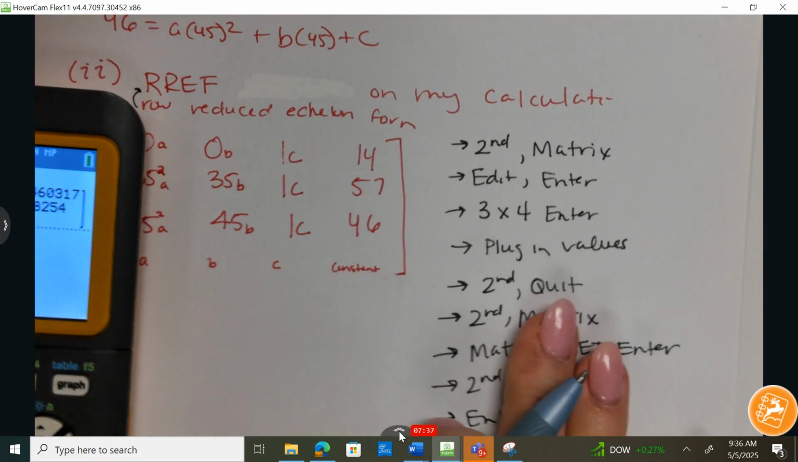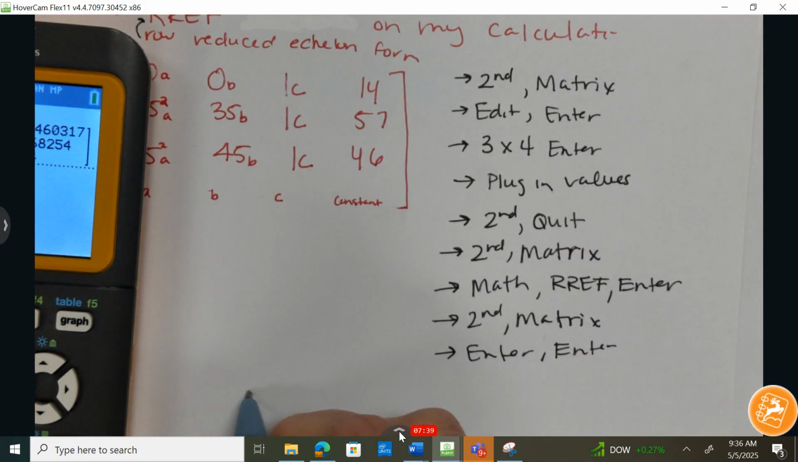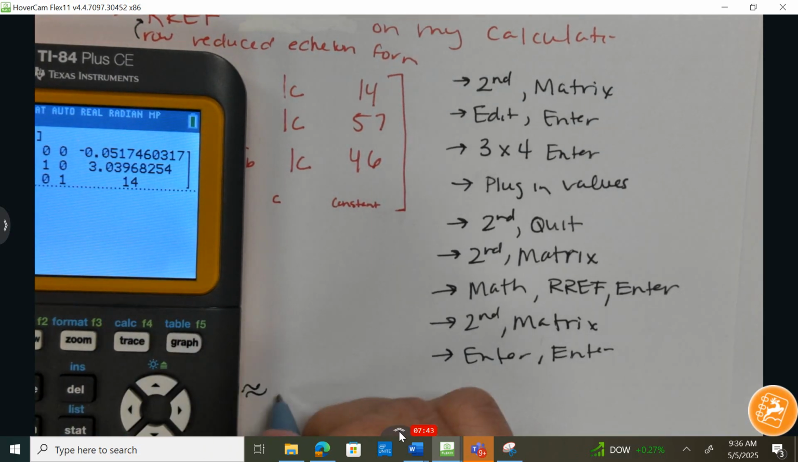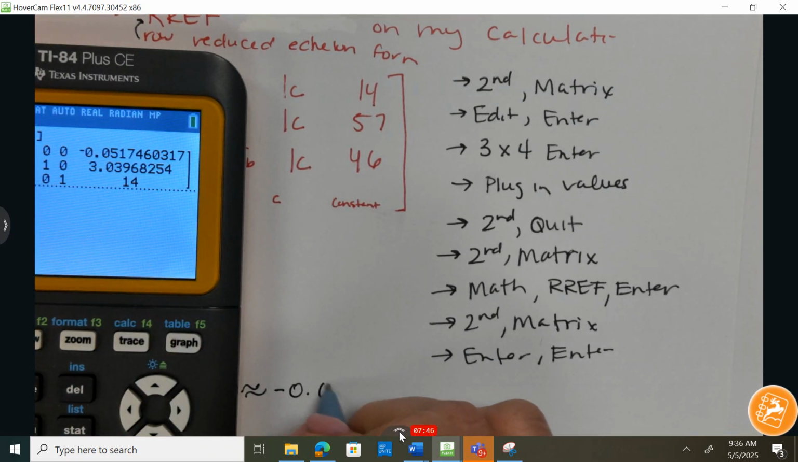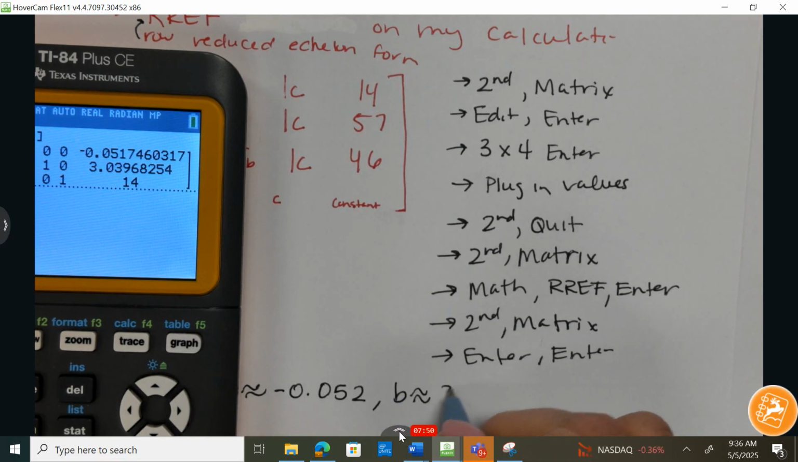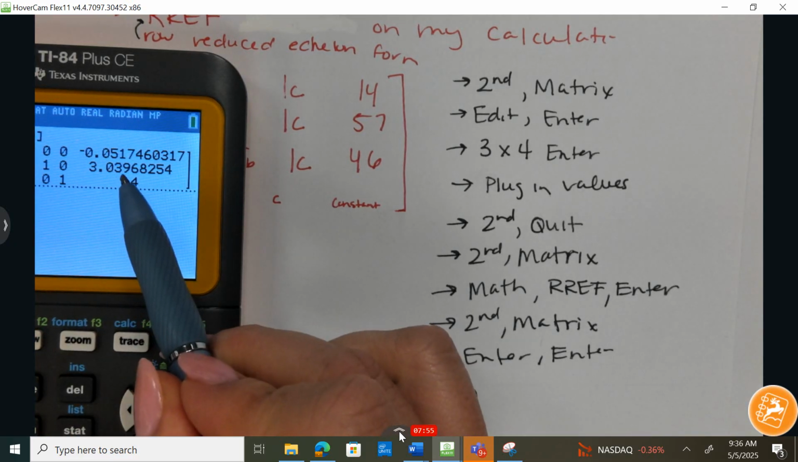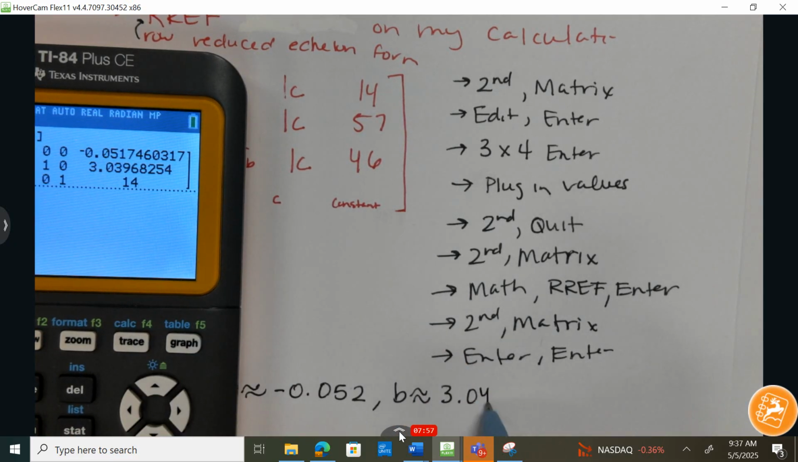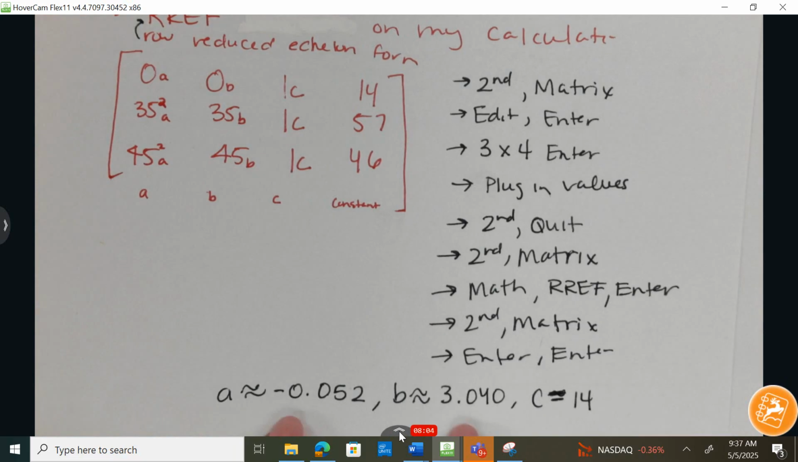So if I move this up just a little bit more, I can say that A is approximately negative 0.052. B is approximately 3.0. Now this would be 0.39, but this rounds up, so 40. C is exactly 14. Here you can see we had to make an approximation. This is going to be an exact value. Let's move on to part B.